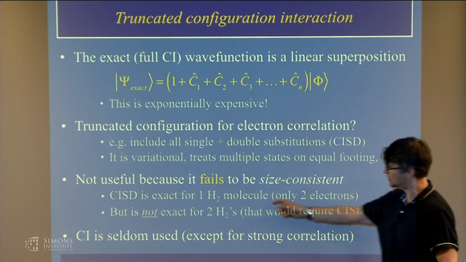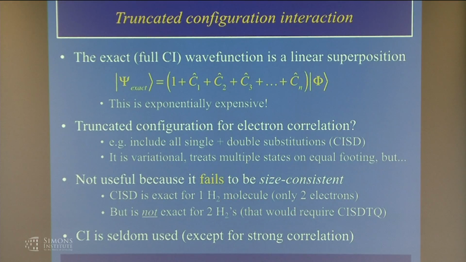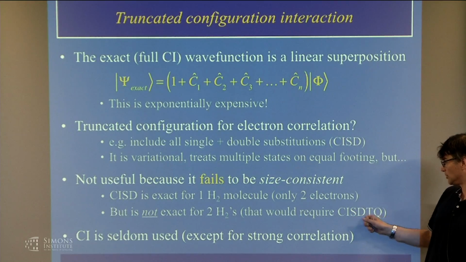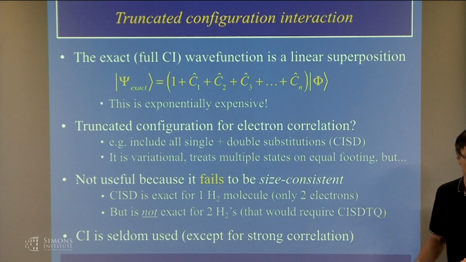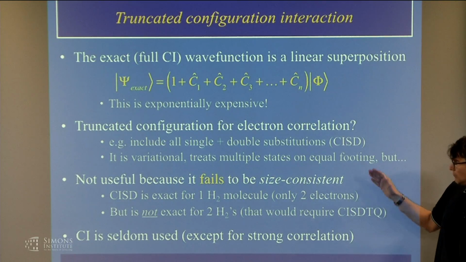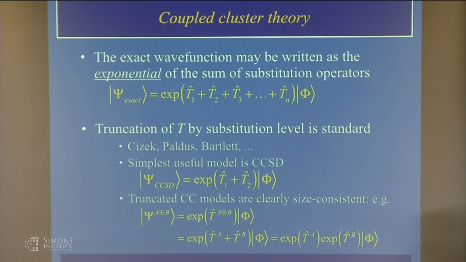So for instance, CISD is exact for 1 hydrogen molecule because there's only 2 electrons, so you only have singles and doubles. But if I do 2 non-interacting H2s, I won't get energy additivity unless I also include triple and quadruple substitutions. So this is really an unnatural form of the wave function to make truncations. So today, CI is very seldom used except for strong correlation, where you're typically not making a hard truncation. You're, in fact, either solving a small full CI or selecting configurations.